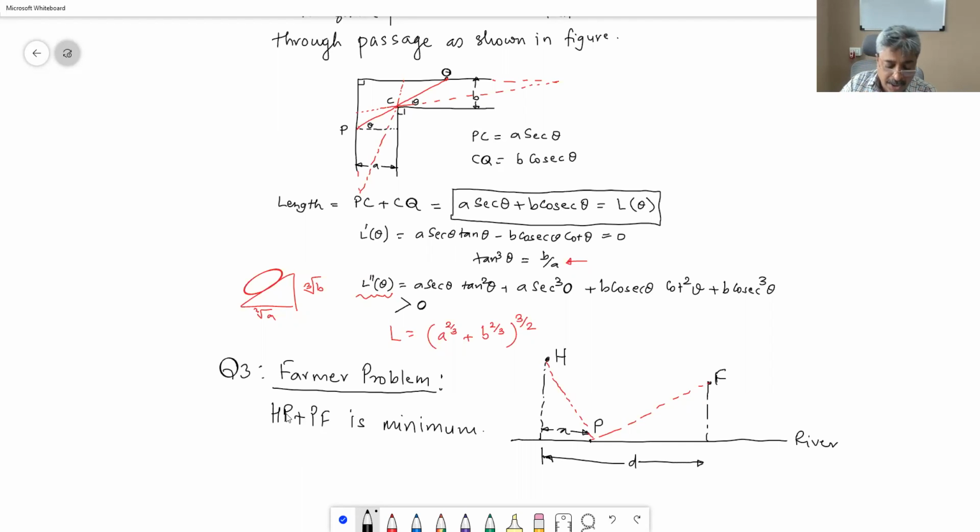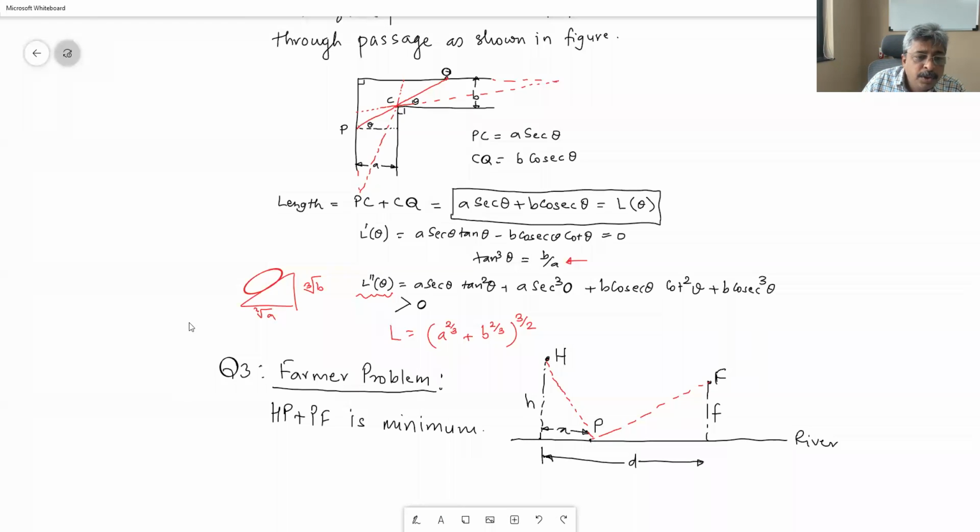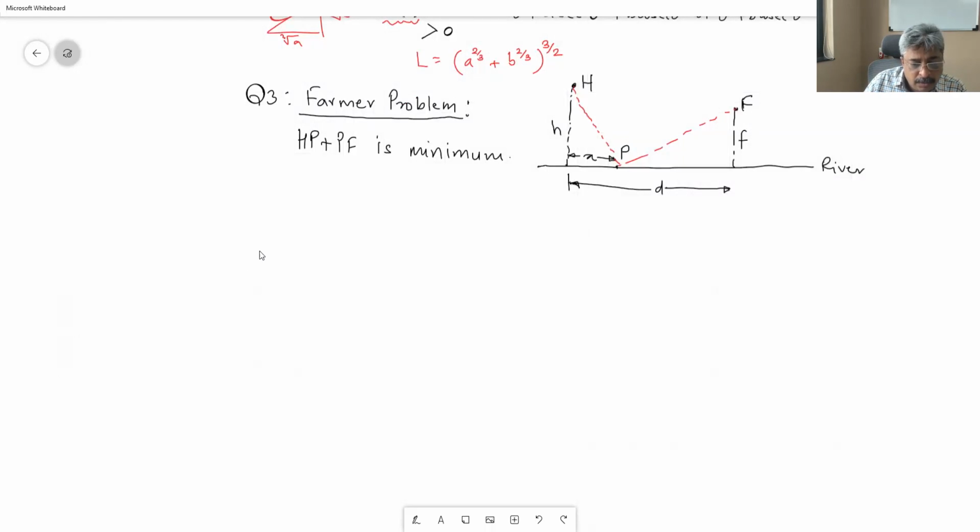Now, you already know the answer if you have solved this problem using geometry. But I want you to use calculus now to solve this problem and check whether you get exactly the same answer or not. You can take the distance of the house from the river as h and the distance of the farm from the river as f. The setup is similar, and you will be surprised that it is exactly the same as the answer we used to get geometrically.